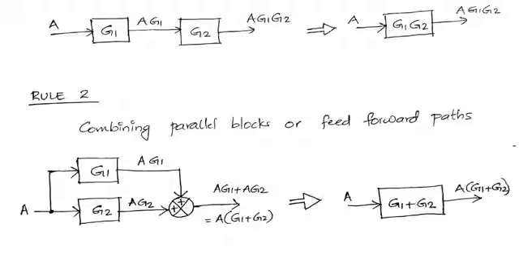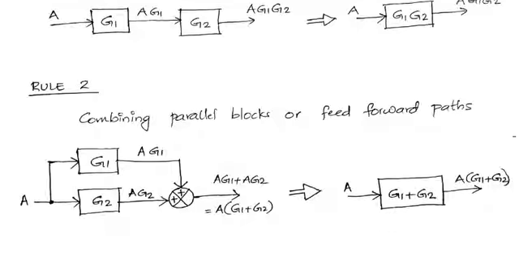Okay. So keep in mind the difference between cascading and this parallel blocks. Cascading means we are having different blocks in series. In that case, if we are trying to reduce, then the overall gain of the system will be the product of the individual gains. Clear? But if we are having two blocks in parallel, then the overall gain will be the sum of the individual gains.